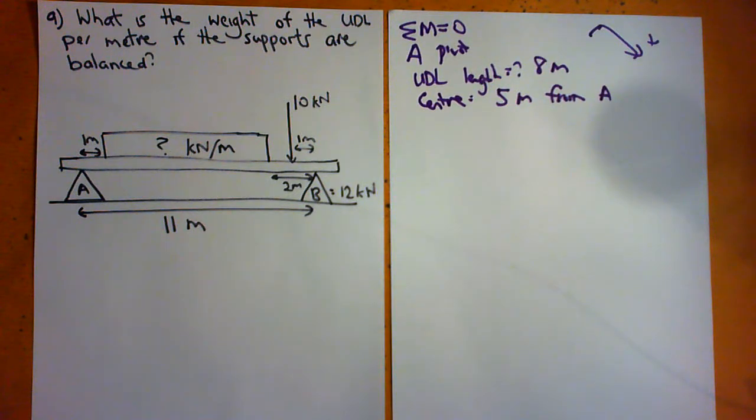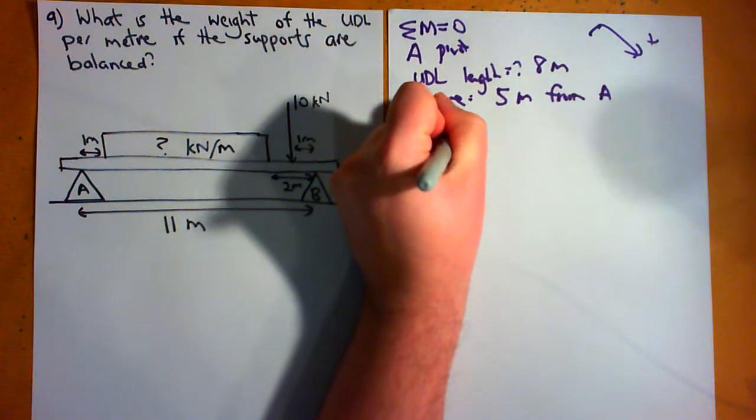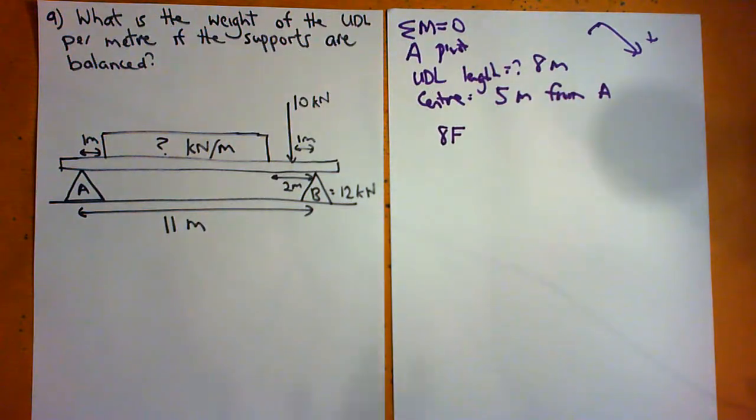So our moments, if we take A to be the pivot, are going to be, due to the UDL, the length times the unknown weight per metre. So if we say that the weight per metre is some letter, let's call it F for now, the weight of the whole thing is going to be 8 times F. 8 metres long times F kilonewtons per metre.